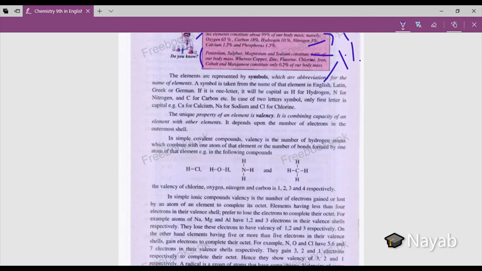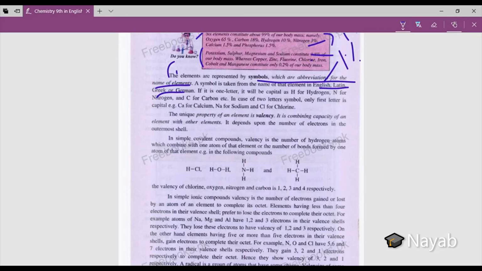Okay, so the most important thing is how we write the elements in the short form. The elements are represented by symbols, which are abbreviations for the names of elements. Just like we use nicknames and short forms of the names of human beings, elements also have a symbol, a small abbreviation, to write formulas easily. Okay, a symbol is taken from the name of that element in English, Latin, Greek or German.